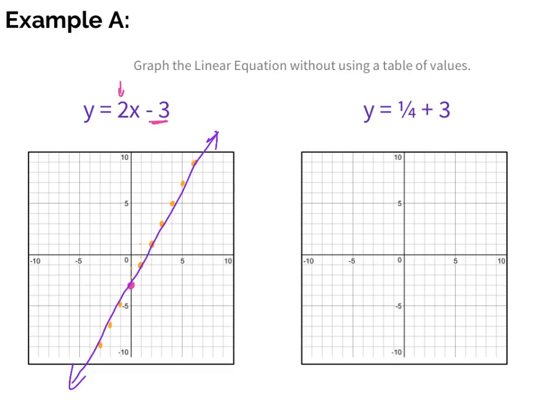Now we're going to try the same thing for the second one over there. Again, I've got my b, which is going to be +3. So I'm going to put my point at +3 this time. And my slope here is 1/4 next to the x. So it's going to go up 1 and over 4.